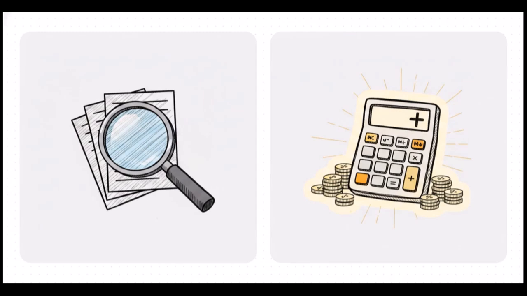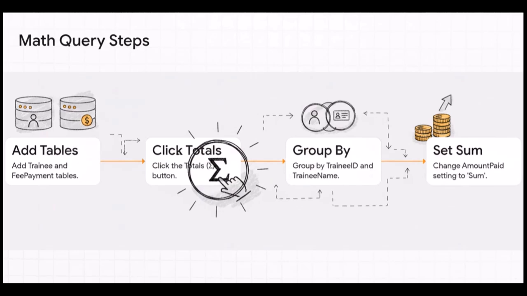This one is worth 6 marks all on its own because it requires the database to actually perform mathematical computation, adding up the total amount paid by each trainee. So, what's the exact methodology to conquer that 6-mark query? Step 1. Add your trainee and fee payment tables in Query Design. Step 2 is the secret to everything here.